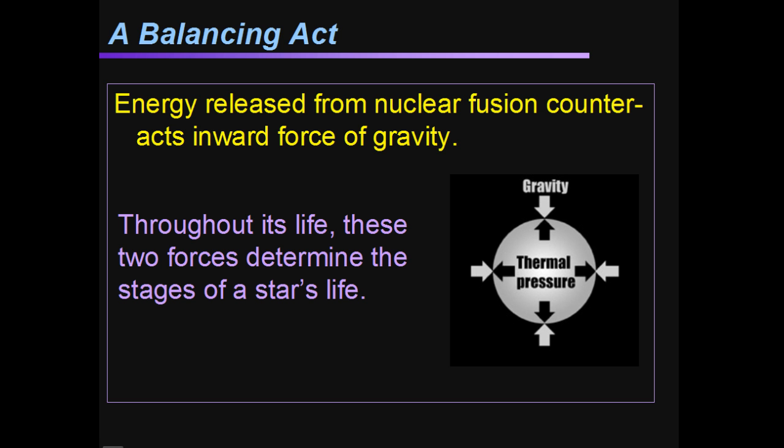Stars actually exist due to a surprisingly sensitive balancing act between two opposing forces, or opposite forces. The first one is gravity, which pulls inward on the star, and thermal or heat pressure from the energy released in the core that pushes outward on the star. Write that down in your notes right now. It's a balancing act between gravity, which pulls inward, and thermal pressure from energy released in the core that pushes outward on the star.